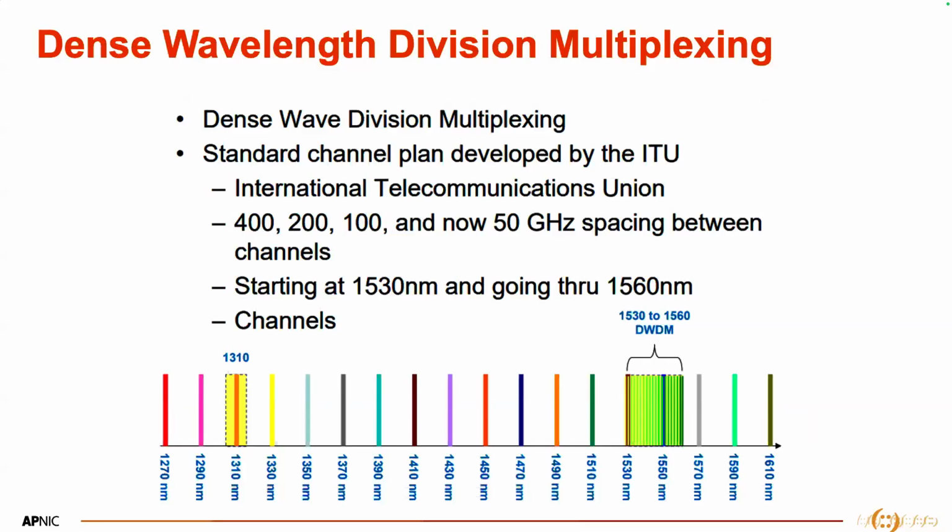Within the C band, as you can see here, the band is shown. Within the C band, the DWDM uses, from the beginning, 1530 to 1560 nanometers, and onwards for expansion. That's a separate discussion, but for the beginning, you start with the C band.